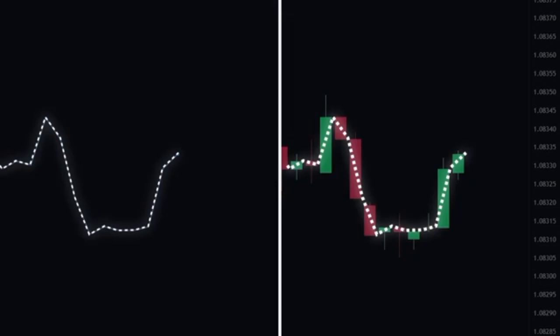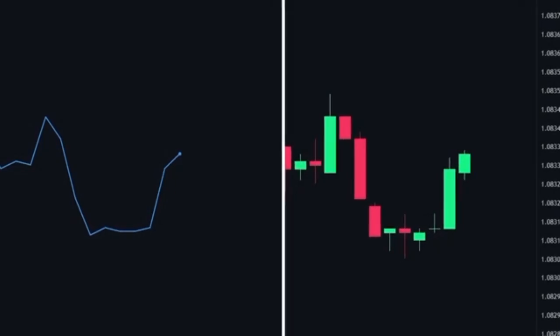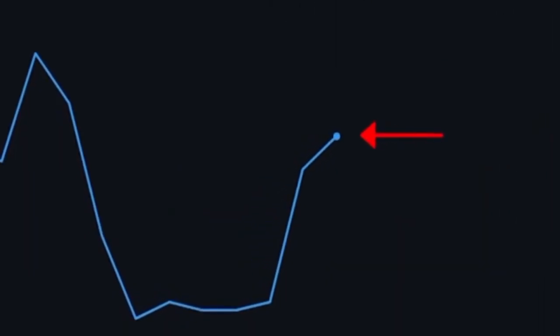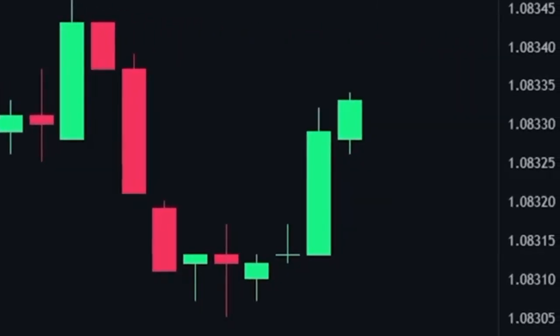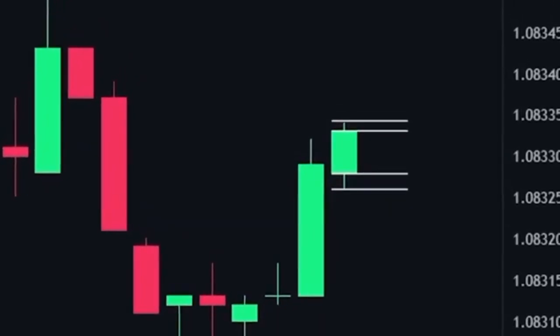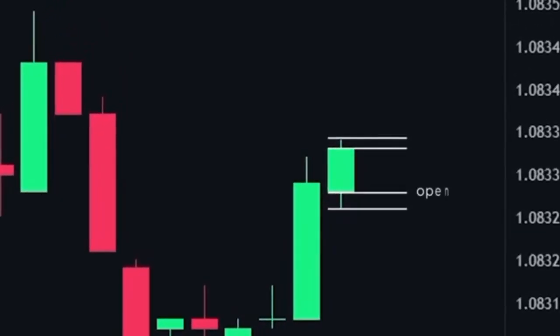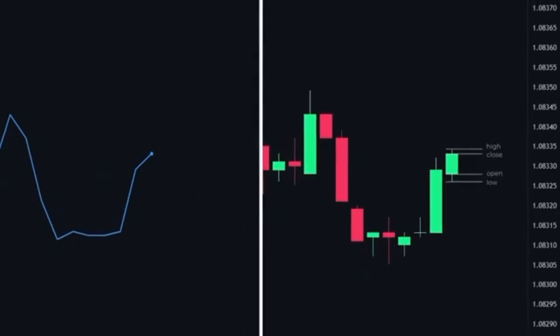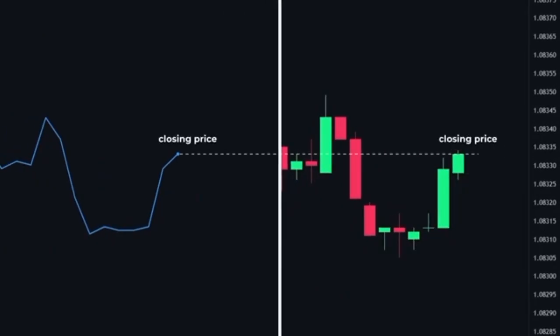As you can see, both charts move in a similar shape, which is expected since they both display the price. However, notice that the line chart only shows us one piece of information, the closing price for each period. In contrast, the candlestick chart provides 4 pieces of information for the same time period. First, there's the open, which is the opening price for that period. Next is the high, which shows the highest price reached within that period. Then, there's the low, which is the lowest price reached during that period, and finally the close, which is the closing price. If you were to use only the line chart, the closing price would be the only information you'd get.